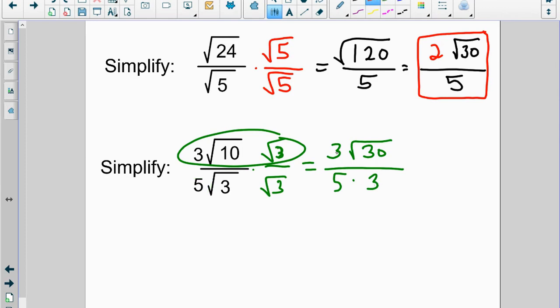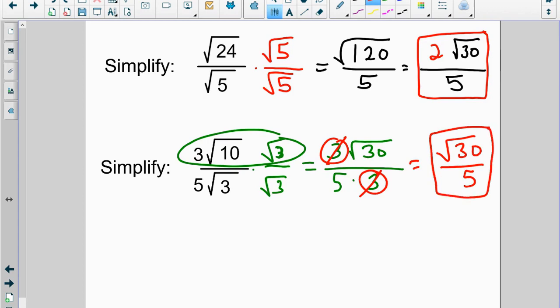I have a factor of 3 on the top and a factor of 3 on the bottom of my fraction. And this is really how we reduce fractions. We take common factors and divide them out. So this is just going to cancel my common factors, leaving me with the square root of 30 over 5. And because up above we had the square root of 30 that was simplified, I know that the square root of 30 is simplified here as well. So anytime you end up with the square root of 30, you know that that can't be broken down any further.